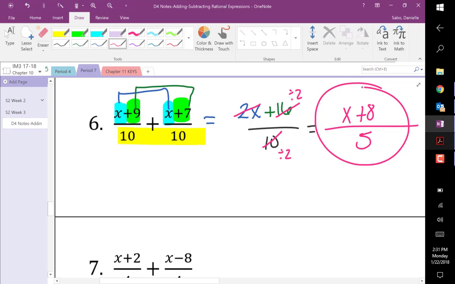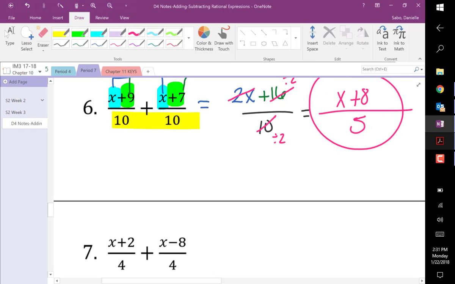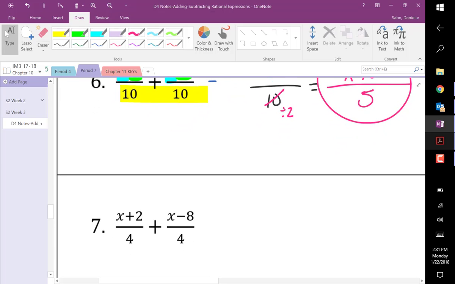Same type of problem. I do one, you do one. Add the variables, add the numbers on the top. Combine like terms. More than welcome to work with each other and ask questions.